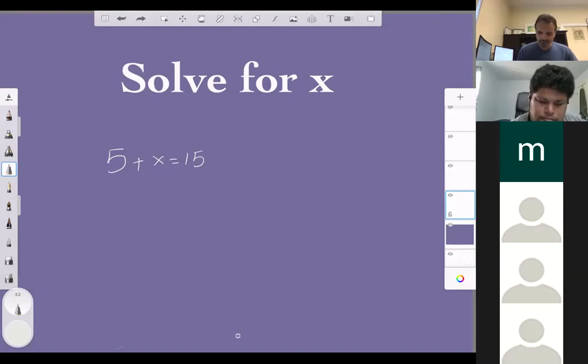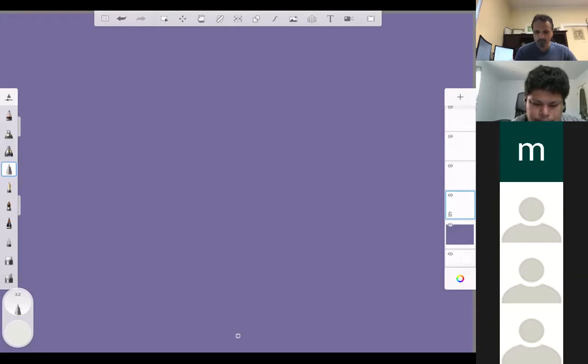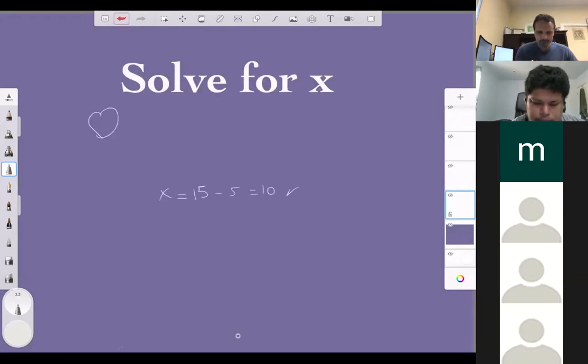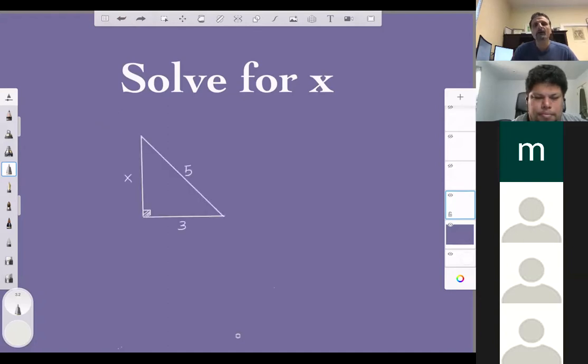Solve for x. So you guys love this question. You guys say x equal to 15 minus 5 equal to 10, correct? Now let's have another question. Now we're going to solve for this x.